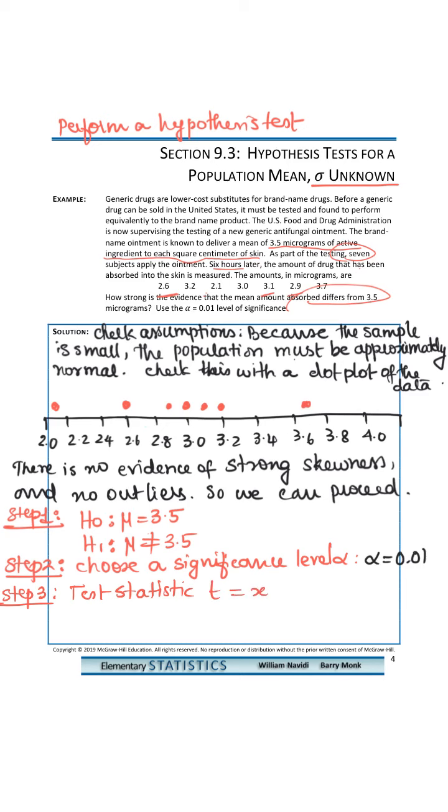T, that is x bar minus mu 0 over s divided by square root of n. We know mu 0, we know n, but we need to find the sample mean and sample standard deviation. We can find that using the calculator using this data.